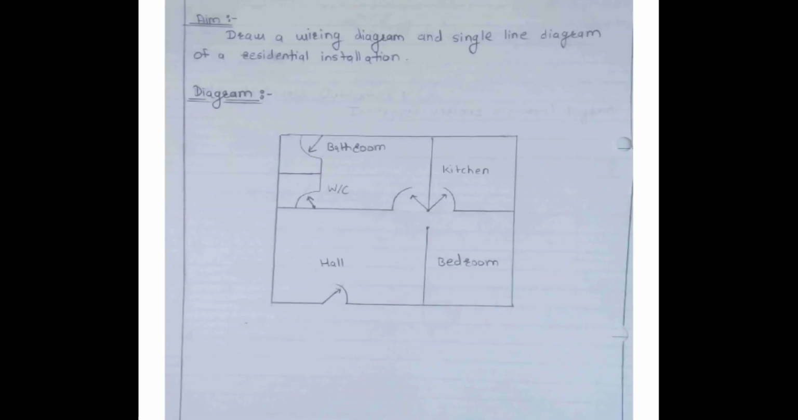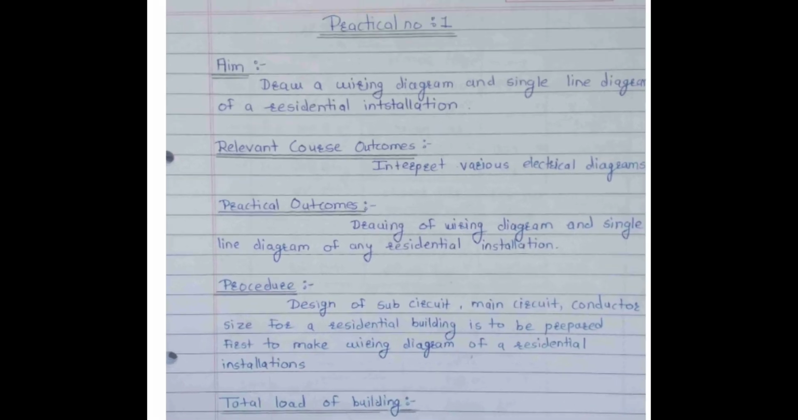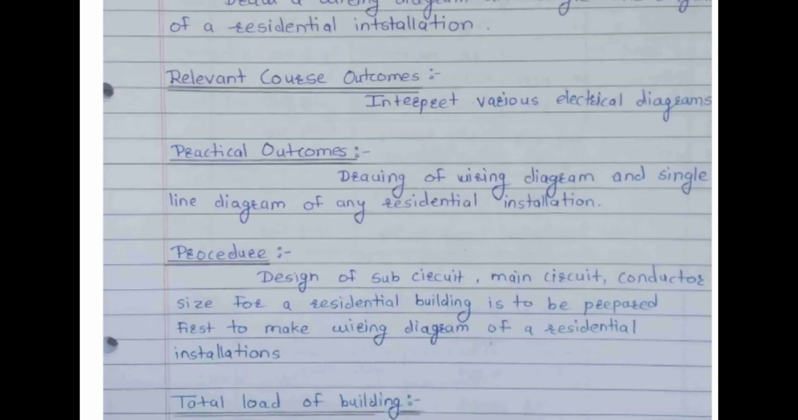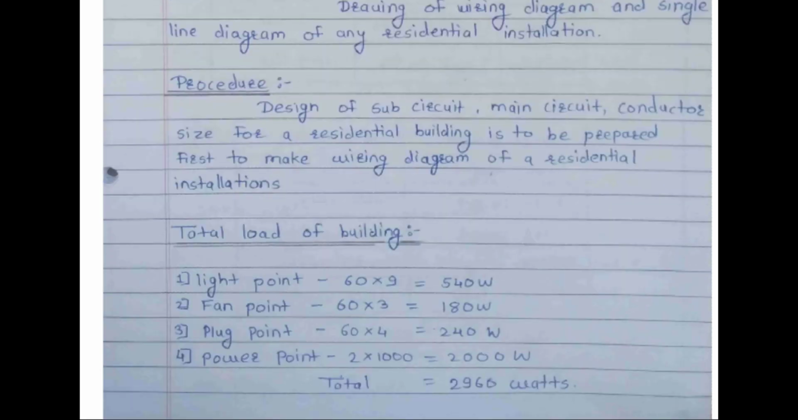First is practical number 1, that is, draw a wiring diagram and single line diagram of a residential installation, and this is the diagram. In practical number 1, we have the aim, relevant course outcomes, practical course outcomes, procedure and total load of the building.